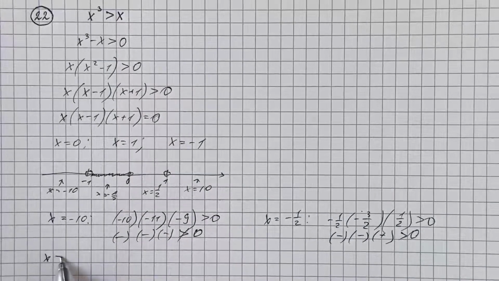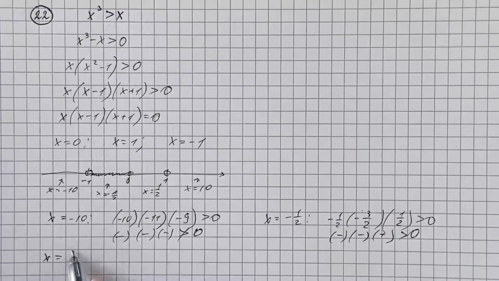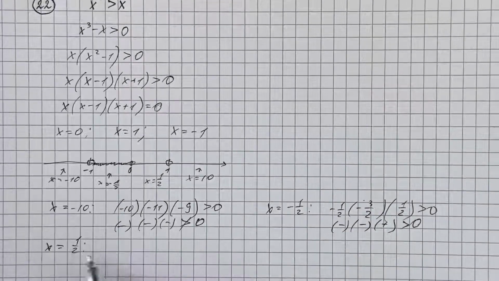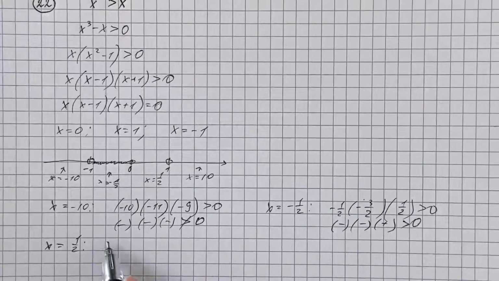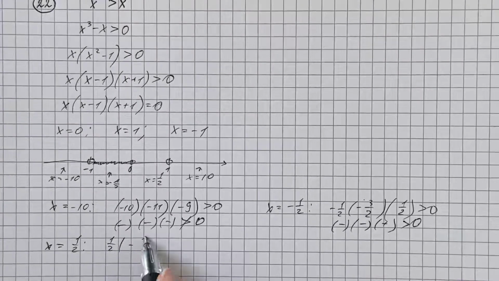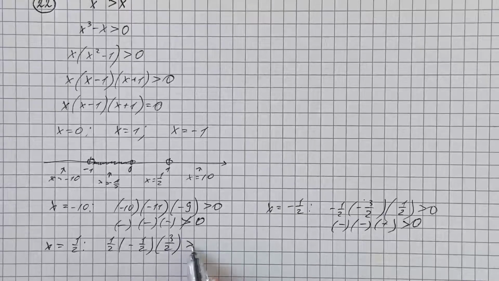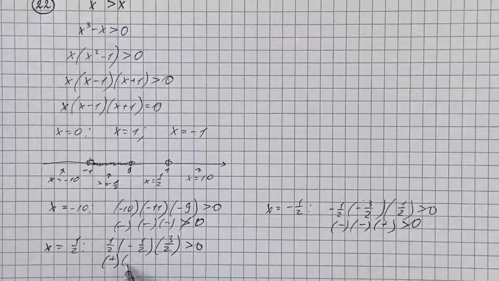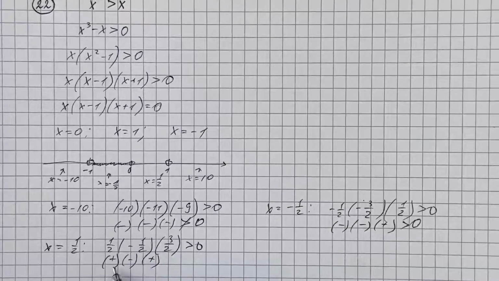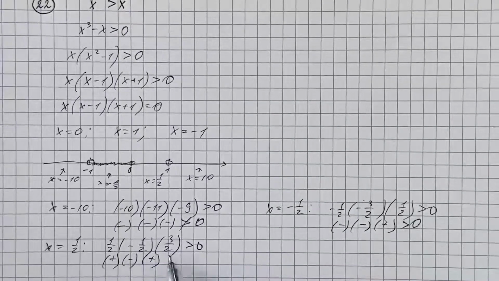Now we're going to check x equals 1/2. So we substitute and we get 1/2 times negative 1/2 and times 3/2, and that's going to be positive times negative times positive, and it gives us negative, so that's not greater than 0.